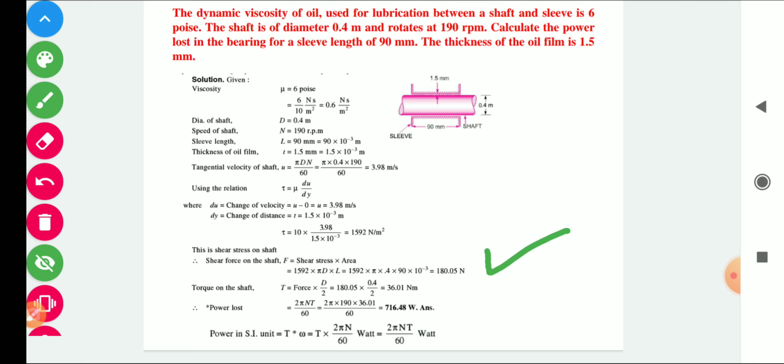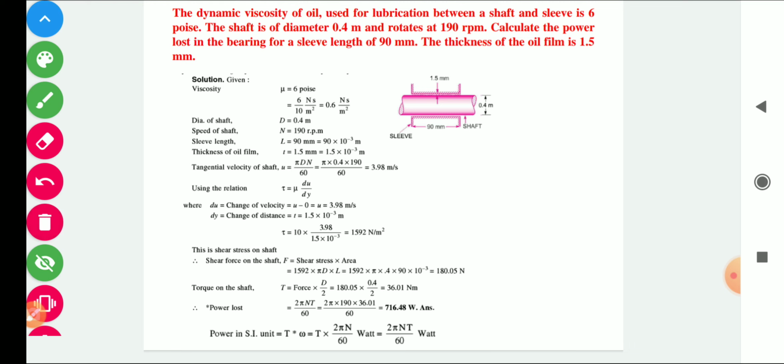Now torque on the shaft. The torque on the shaft will be equal to force multiplied by d by 2. Here d is the diameter of the shaft. So put the value, and then the torque will be 36.01 Newton meter.